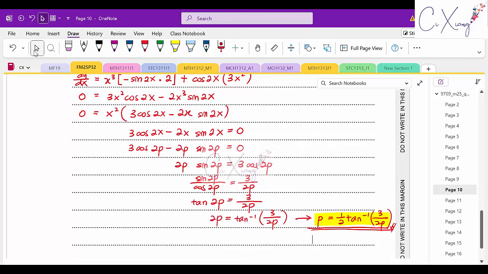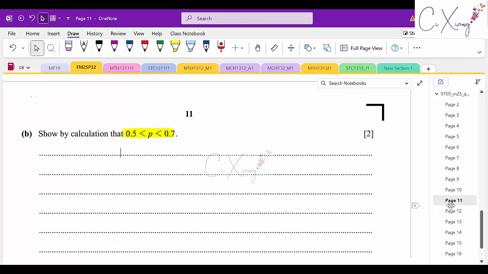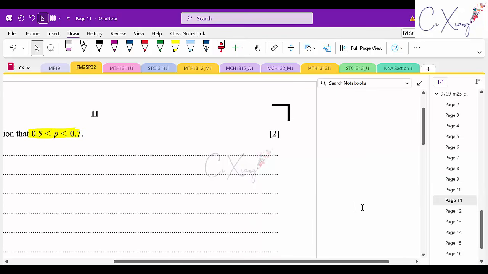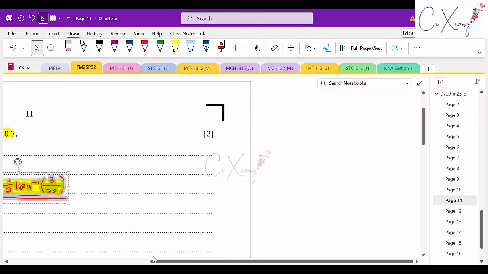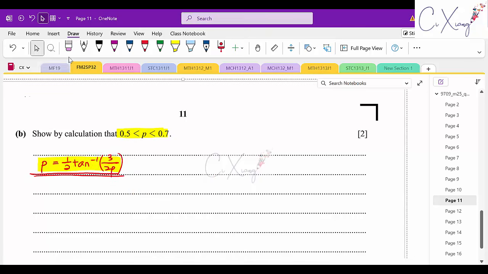Where I try to substitute the values 0.5 and 0.7. What is the sign? Is it a positive sign or negative sign that I get? So this is what I call the sign change method. Before we start, let's have a look at the equation that we have just now. From the first part, this is the equation that we get: p equals half tangent inverse 3 over 2p.